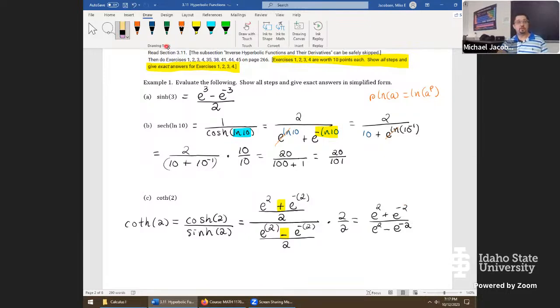Well, that's the portion of the notes where we're just practicing with our new definitions for these functions. Any questions at all, folks, in dealing with them?